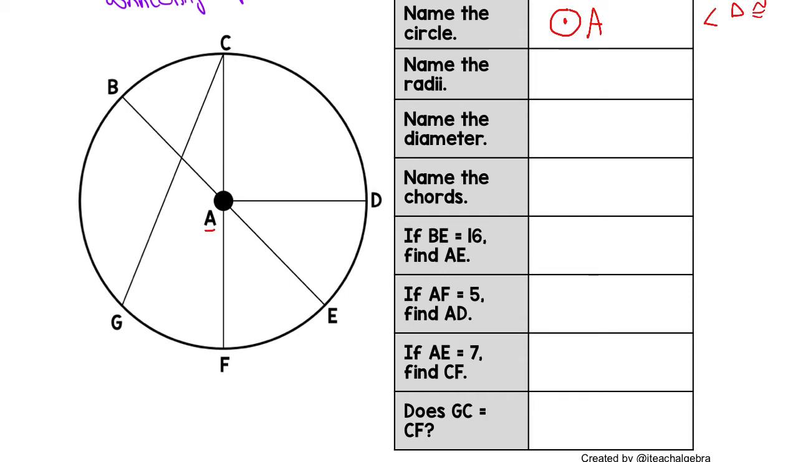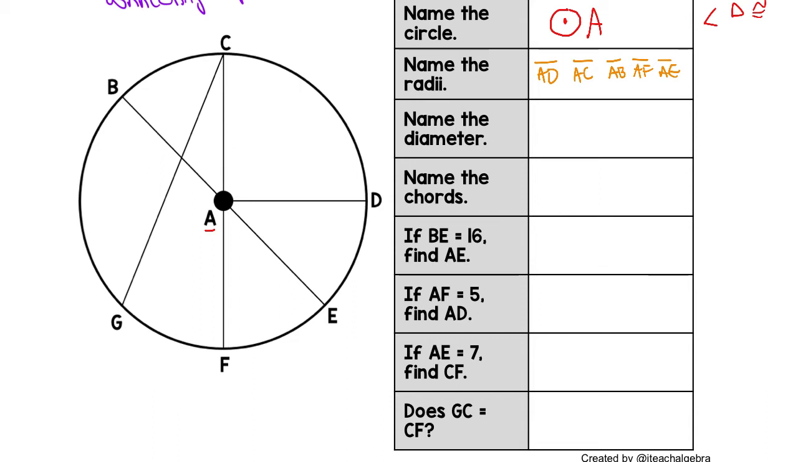Name the radii. There's a couple of radii that we can name here. Pause here and name one. All right, so you probably named segment AD because that looks like a radius, because it is. We can also say that it's segment AC, segment AB, segment AF, and segment AE. So those are all radii, anything that goes from the center of the circle to the outside.